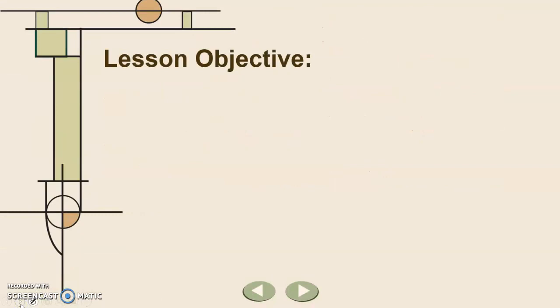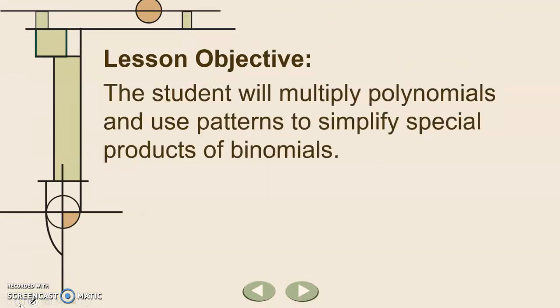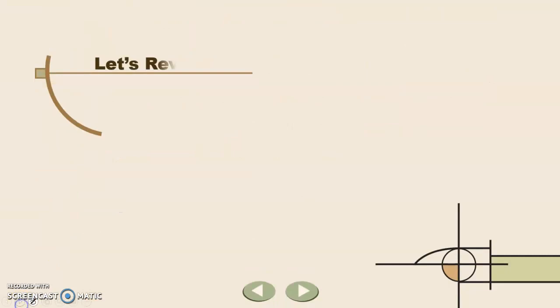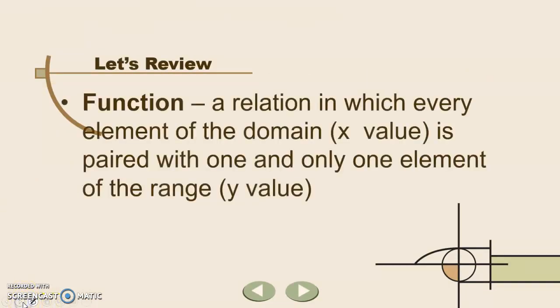Our lesson objective for today is that you, the student, will multiply polynomials and use patterns to simplify special products of binomials. So we've got two things that we're really focusing on today: multiplying polynomials and using patterns. So those are the two things by the end of our lesson today you should have an understanding of. Let's review a couple of things first before we move into this new information.